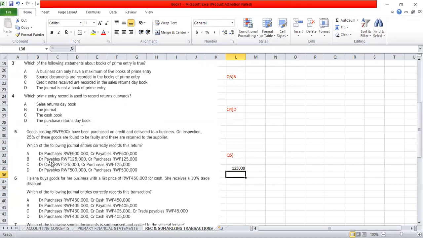Here we have to debit payables, because we have already made payables for the purchase. We will debit payables of 125 and credit purchases of 125. The right answer is B.